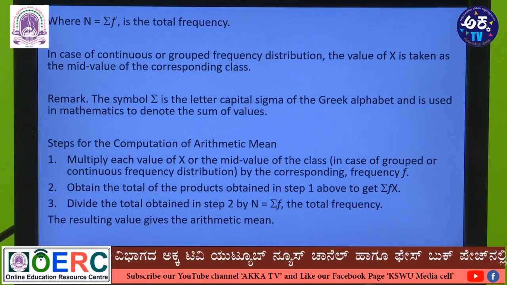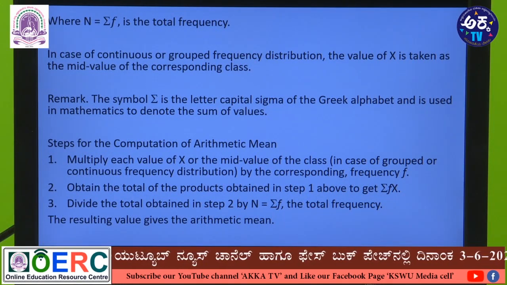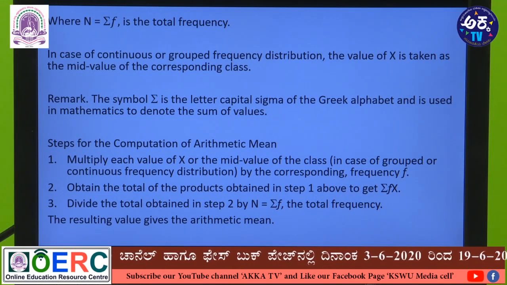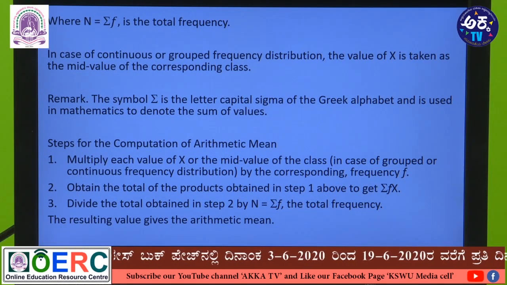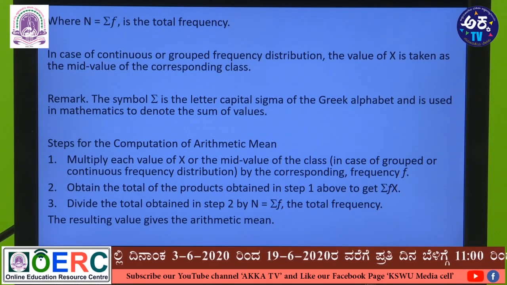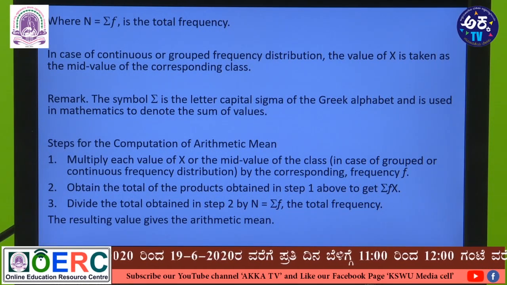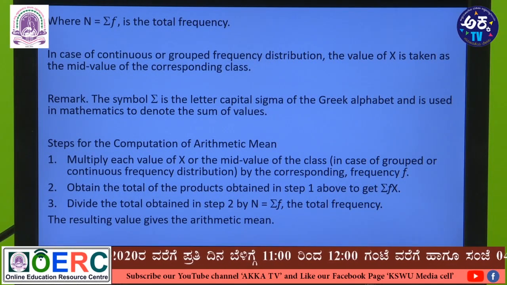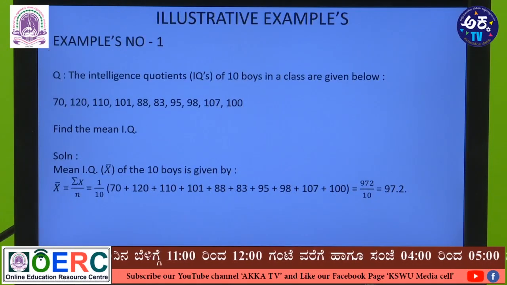Then let us look at the steps for the computation of arithmetic mean. There are hardly 3 steps. Number 1: multiply each value of x, or the mid value of the class interval, by the corresponding frequency. This is in case of grouped data. Step 2: obtain the total of the products obtained in step 1 to get summation of f x. Then the third step: divide the total obtained in step 2 by n. What is n here? Total frequency. The resultant value will be the arithmetic mean.